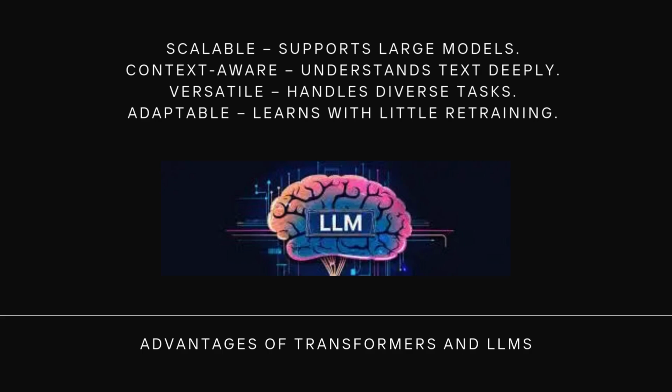Advantages of transformers and LLMs. Transformers and LLMs offer several advantages over traditional models. Scalability. Transformers scale efficiently, enabling the creation of models with billions of parameters. Contextual understanding. The attention mechanism allows models to capture long-range dependencies and contextual relationships within text. Versatility. LLMs excel at a wide variety of NLP tasks, from language translation to code generation. Minimal fine-tuning. LLMs can perform new tasks with minimal retraining, making them highly adaptable to different domains.